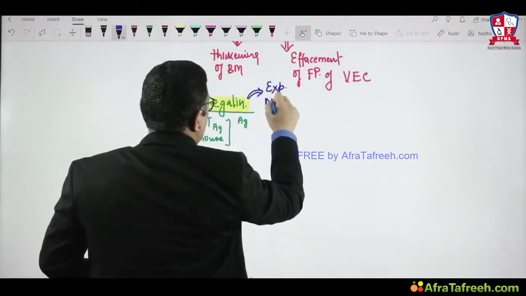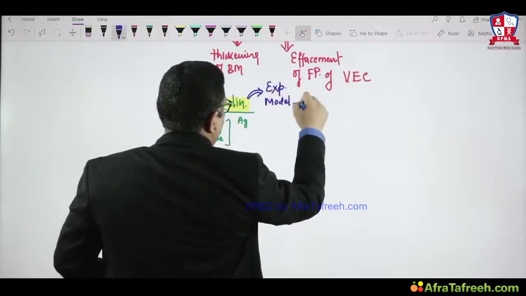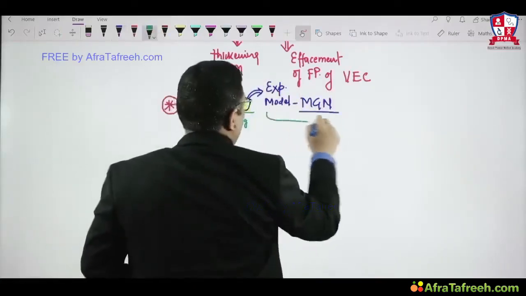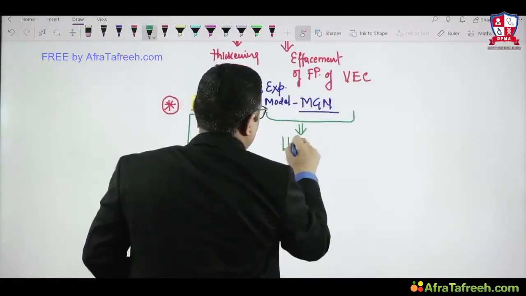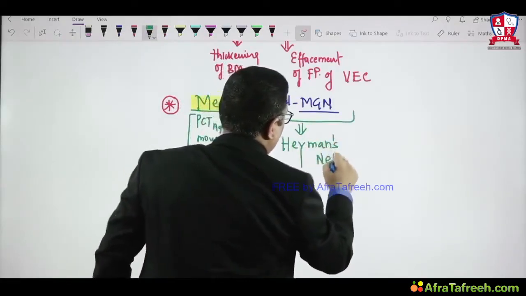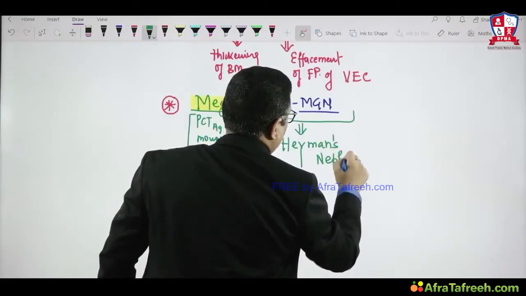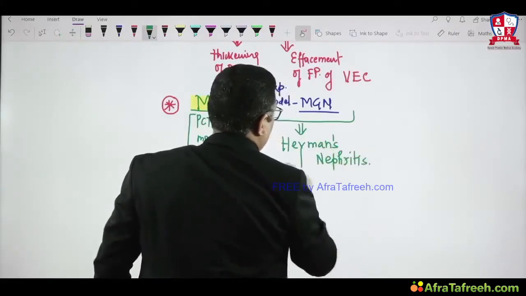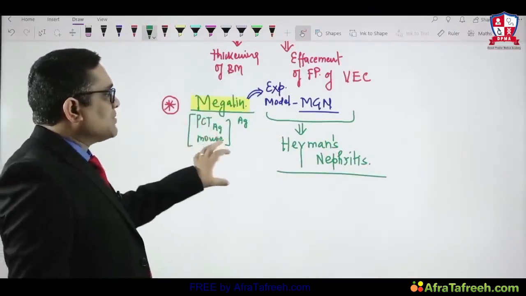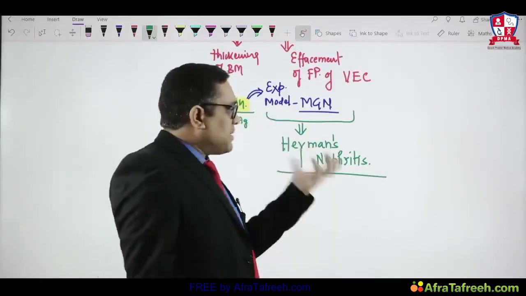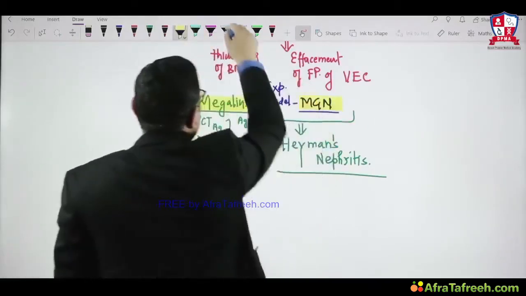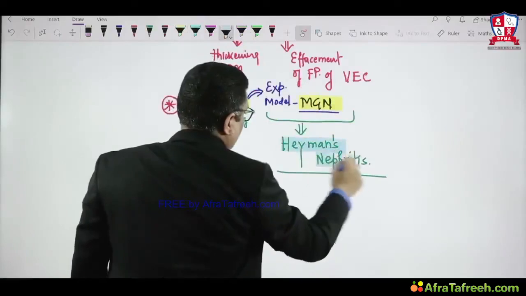Remember, this is the experimental model of membranous glomerulonephritis, and this type of nephritis is called Heymann's nephritis. So that is another important MCQ in the exam. What is Heymann's nephritis? It is the experimental model of membranous glomerulonephritis. So megalin antigen is responsible for the damage, and this damage causes Heymann's nephritis. This is the membranous part of the glomerulonephritis, so both are the same thing.